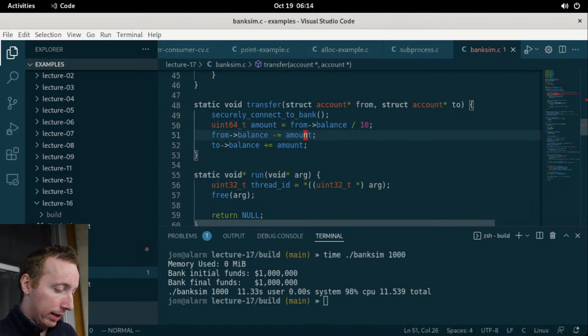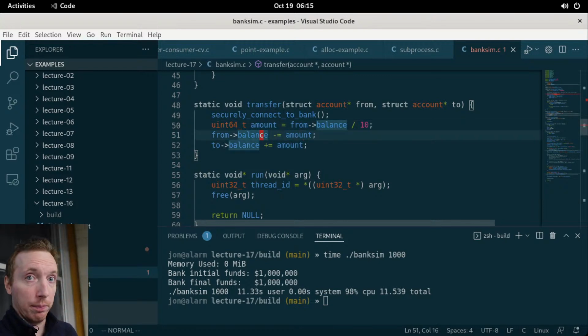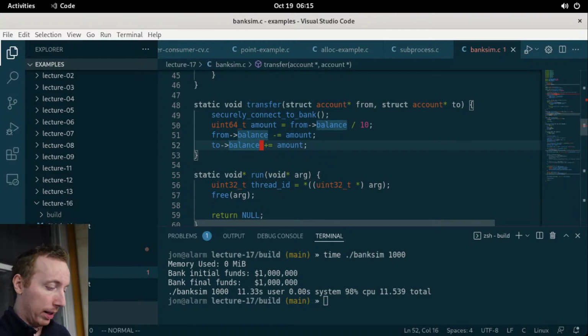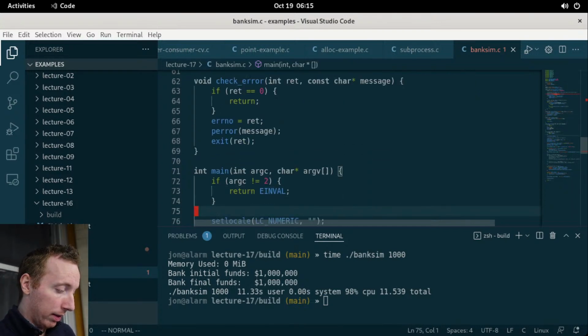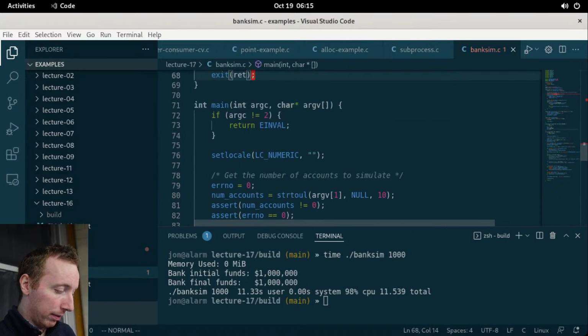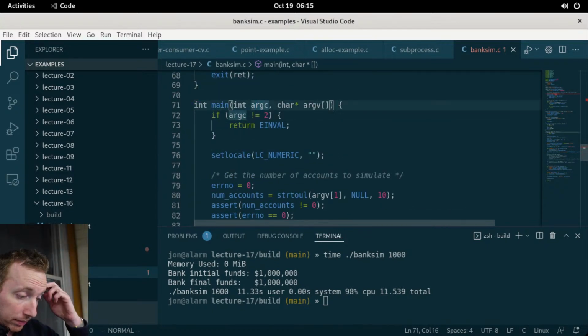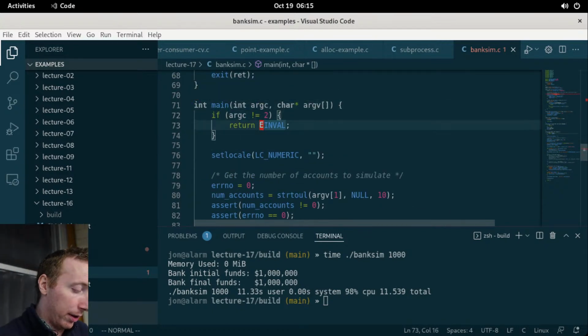And then we subtract the amount from the from account and then add it to the to account. So zero-sum game here. And then that is our run function that we don't have to care about. And then in main, it will make sure we have an argument. So it's the number of accounts we should have.